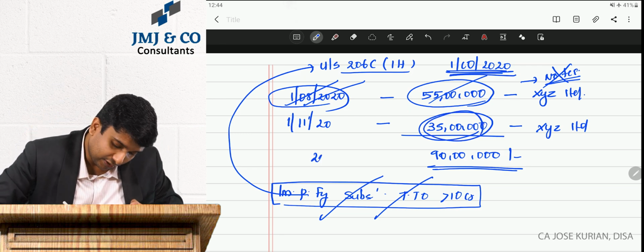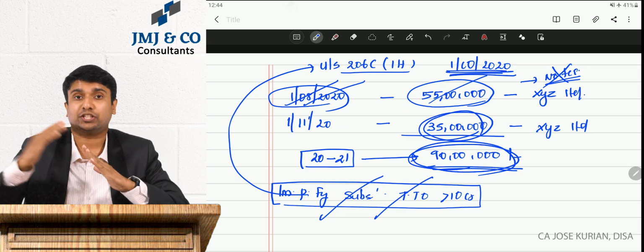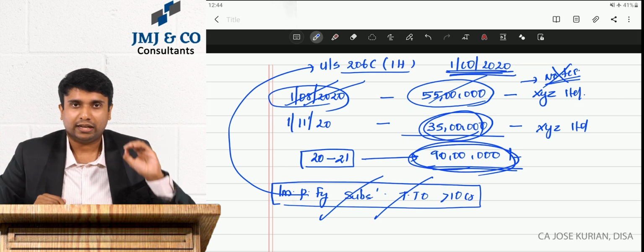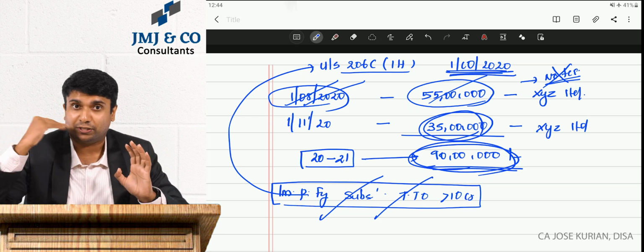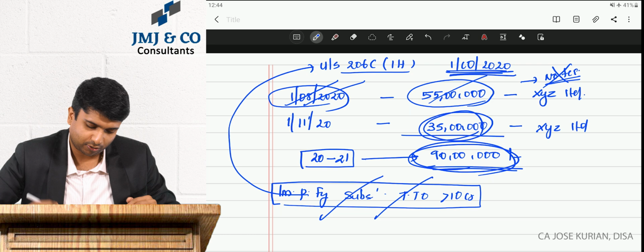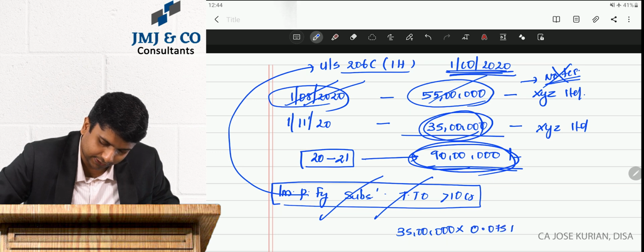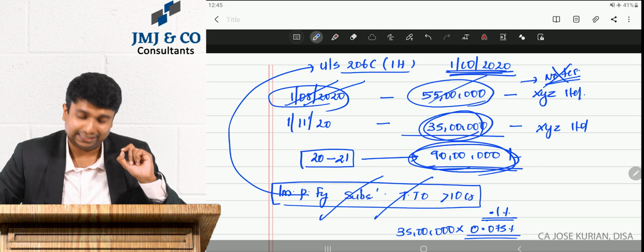Why? Because the total sales for the entire financial year exceeds 50 lakh. That is around 90 lakh. So for computing that threshold of 50 lakh, you need to consider that entire 2021's sales value. And whatever sales after 1st October 2020, which is over and above 50 lakh in that particular financial year, you are supposed to collect TCS. So for that 35 lakh, the assessee is supposed to collect TCS at 0.075%. The normal rate is 0.1% and now it is 0.075%. This is what the Act says and this is the TCS implication.